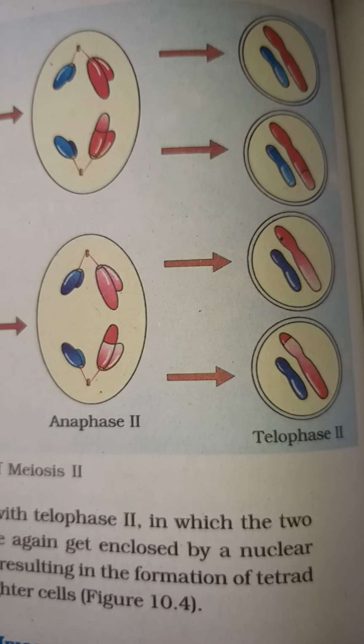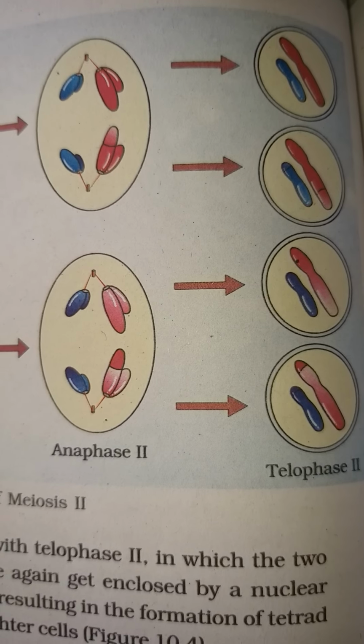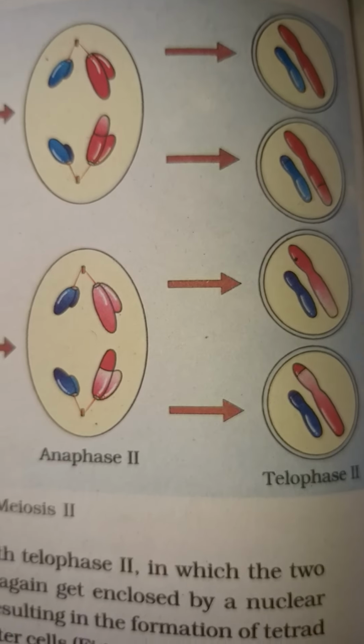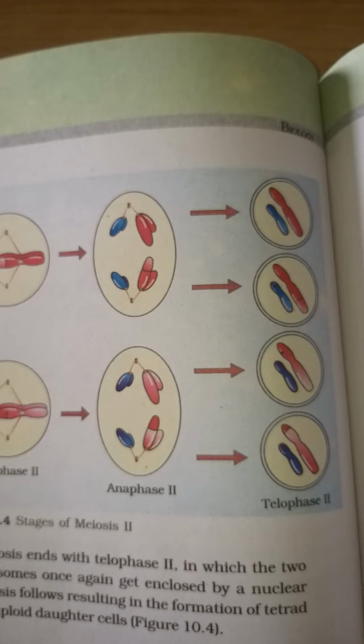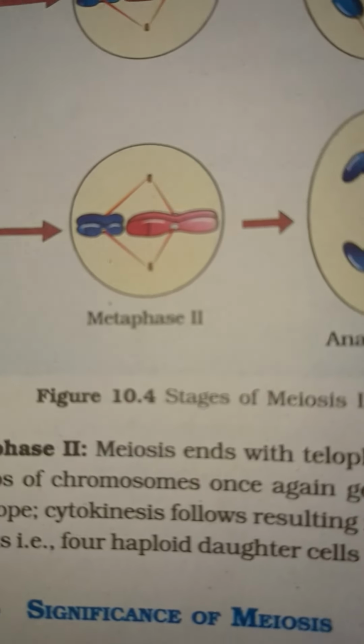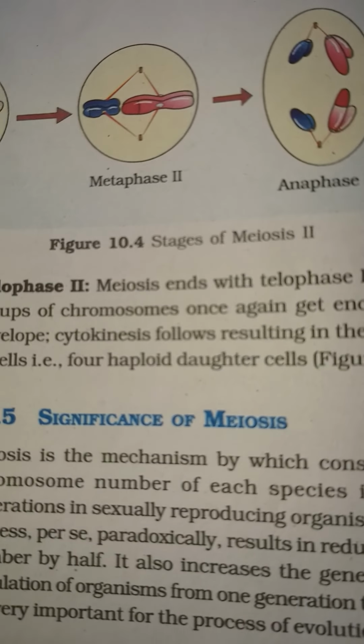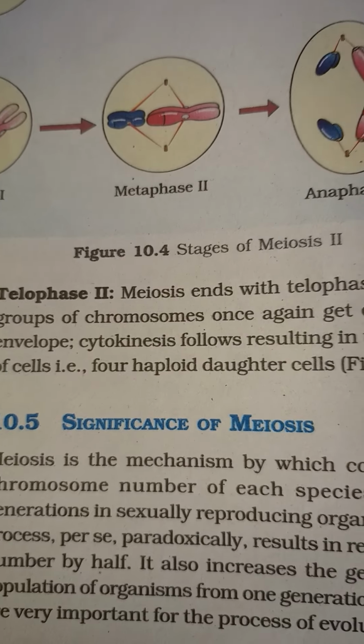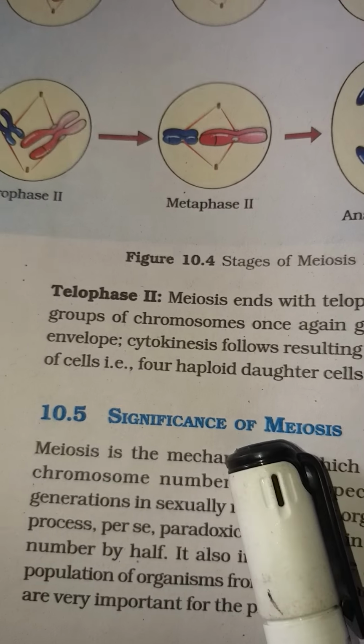So here you see, first we had 4 chromosomes, and here we have 4 sister chromatids. So this is very important. Okay, you see this line over here. See, 4 haploid daughter cells are formed, 4 haploid. So that is their cytokinesis. So this is the telophase 2.